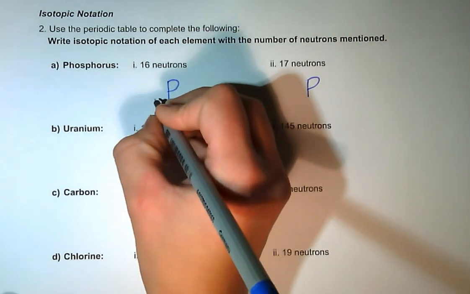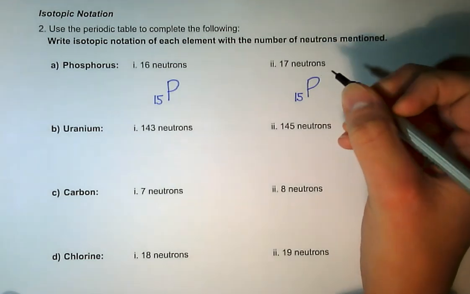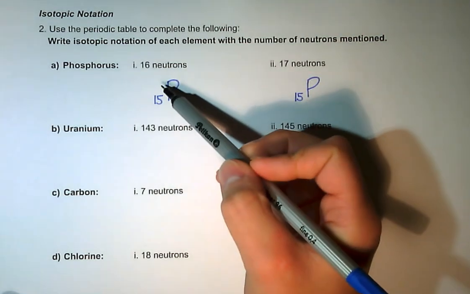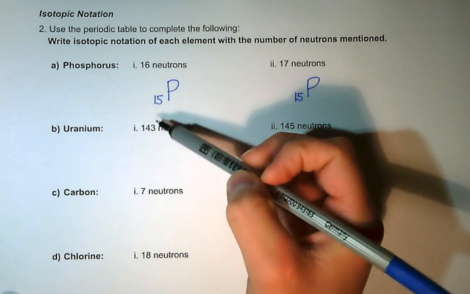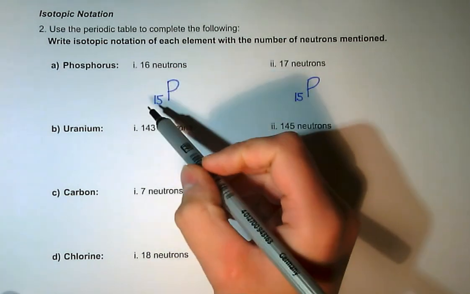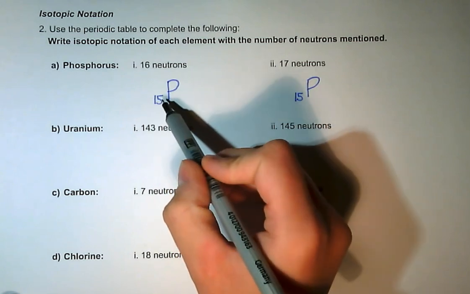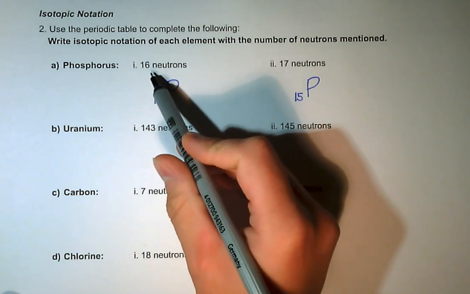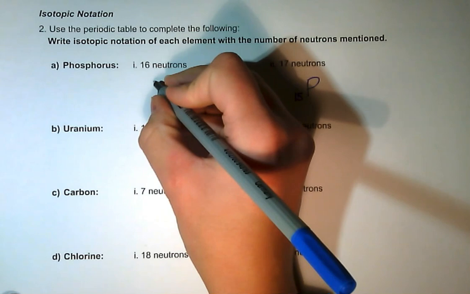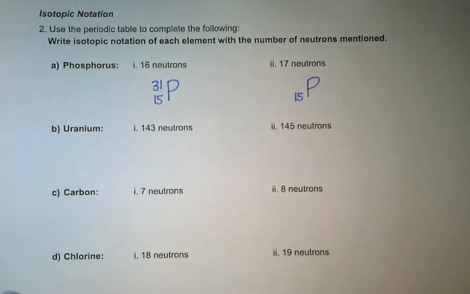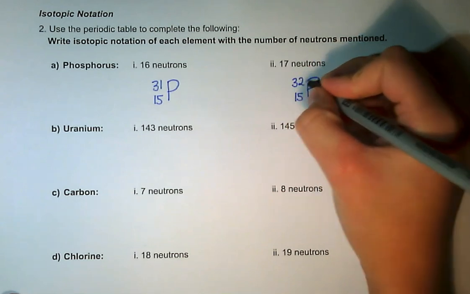So that atomic number we know goes to the bottom of our isotopic notation. But then we need to figure out our mass number. So remember, mass number is our protons plus our number of neutrons. So we know our protons because our atomic number equals the number of protons. So we just need to do our atomic number 15 plus the number of neutrons provided. So 15 plus 16 gives us a mass number of 31, which goes on top. 15 plus 17 gives us a mass number of 32, which goes on top.